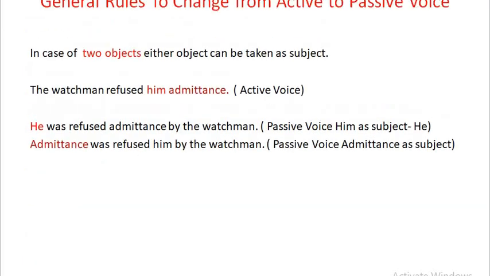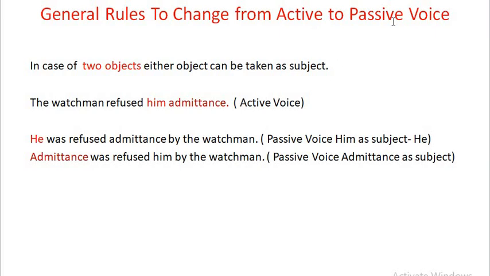The next rule for changing from active to passive voice is like this. In case two objects are there in a sentence, you can take any object as subject and keep the other object as a retained object. So now let us see this one. The watchman refused him admittance. Here watchman is the subject, refused is the verb, him is an object, and admittance is an object. So in this case, you have one subject and two objects, him and admittance.